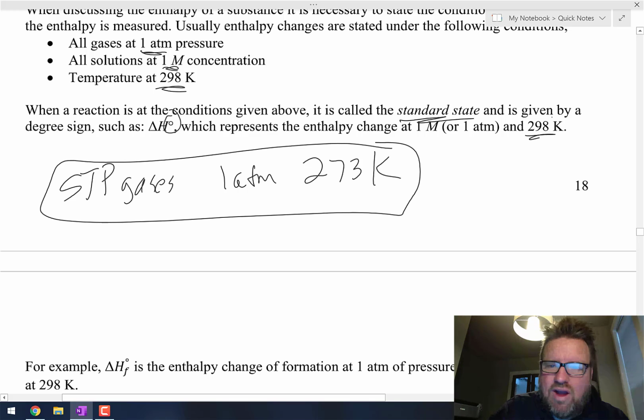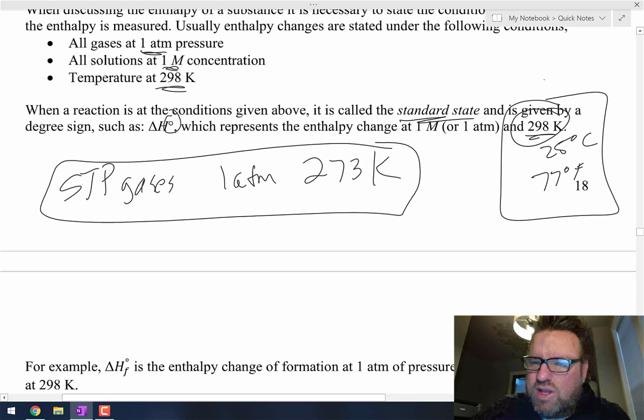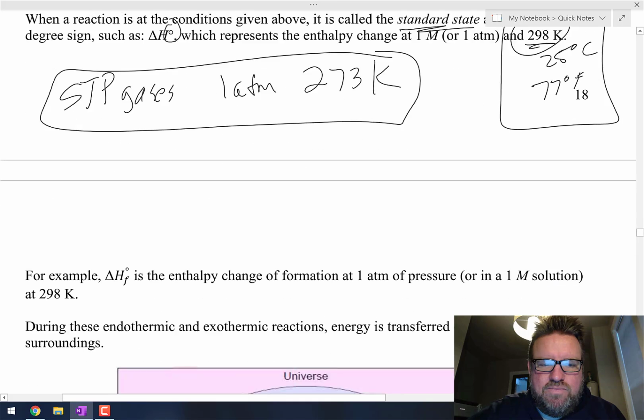Everything else from here on out will be 298, which again is 25 degrees Celsius, which is about 77 degrees Fahrenheit. That's what they consider room temperature, those temperatures right there, which are all equal to each other. Okay.